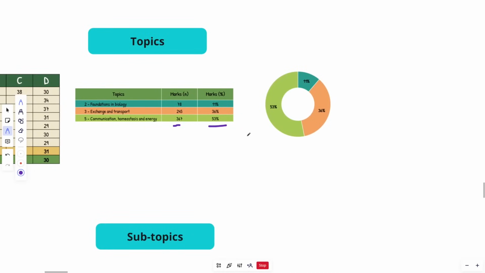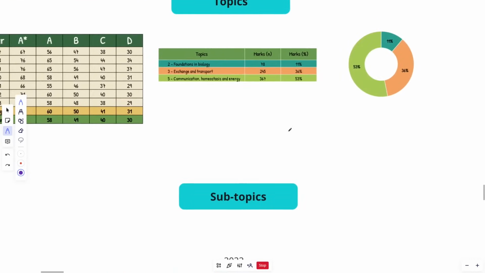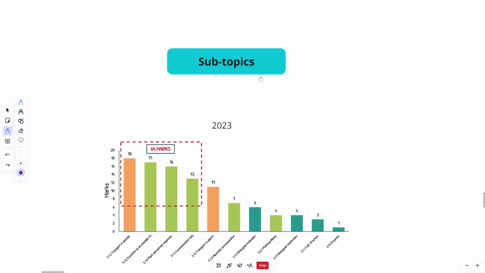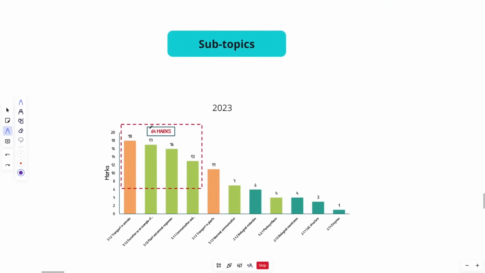Okay, so these are the marks breakdown. This is the mark percentage. Again, remember, this is 700 marks, but I've excluded 10 marks from the 2020 paper, so this adds up to 690. So just be aware of that. Right, so we've looked at the topic breakdown. What we want to look at is the subtopics, because that allows you to focus your revision a bit more.